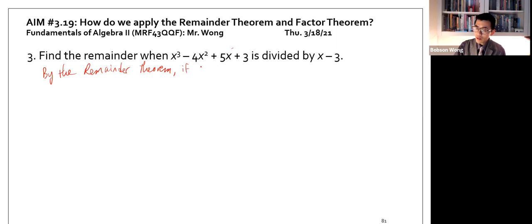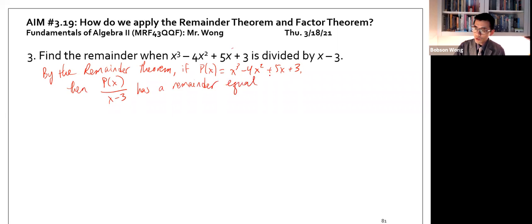We can say if we call p of x equal to x to the third minus 4x squared plus 5x plus 3, then that quotient p of x over x minus 3 has a remainder equal to p of 3.